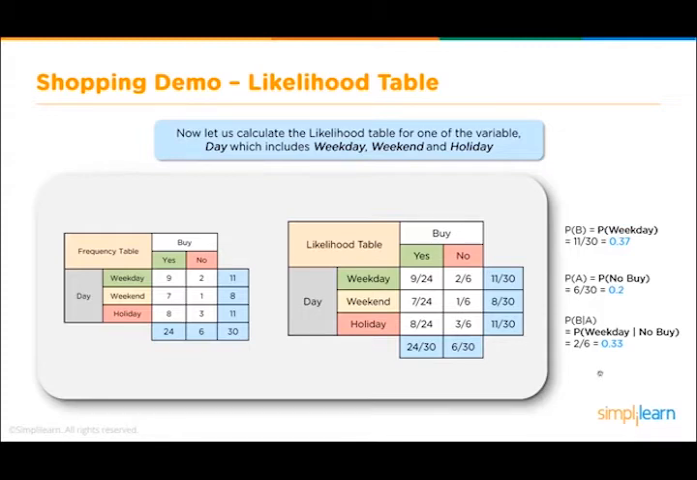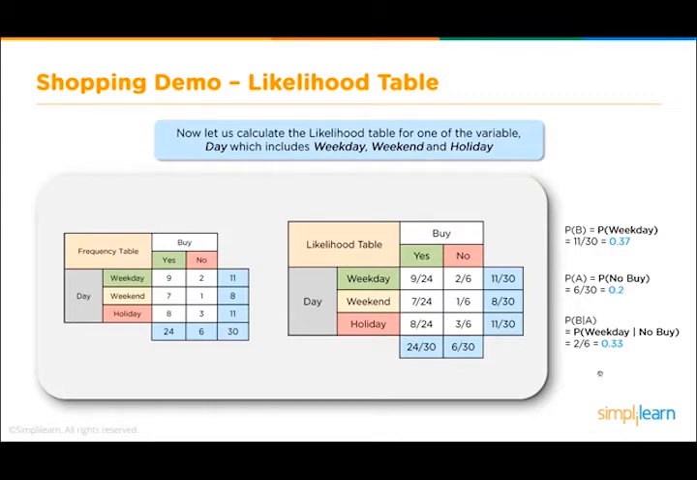Let's start pulling some information from our chart and see where that takes us. And when we fill in the chart on the right, you can see that 9 out of 24 purchases are made on the weekday, 7 out of 24 purchases on the weekend, and 8 out of 24 purchases on a holiday. And out of all the people who come in, 24 out of 30 purchase. You can also see how many people do not purchase. On the weekday, it's 2 out of 6 didn't purchase, and so on and so on.